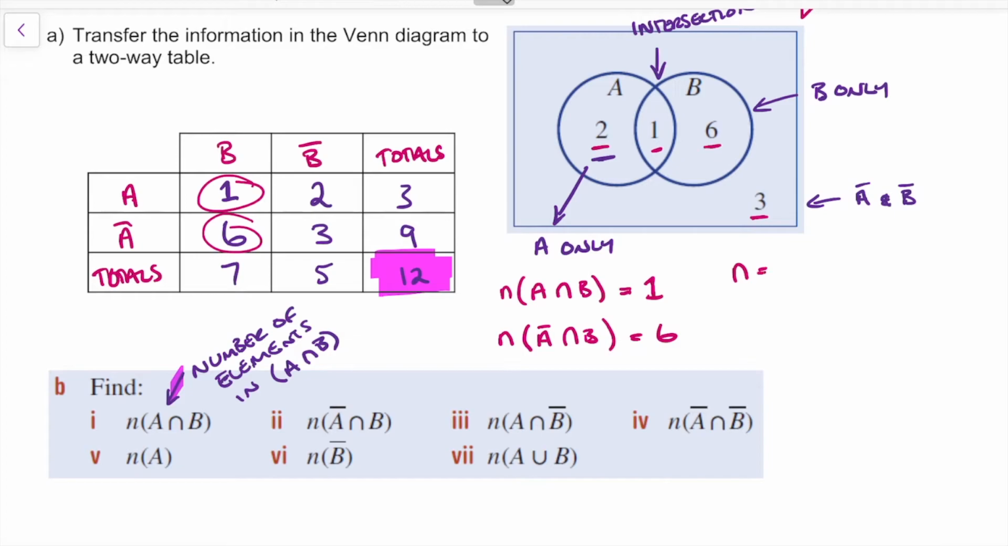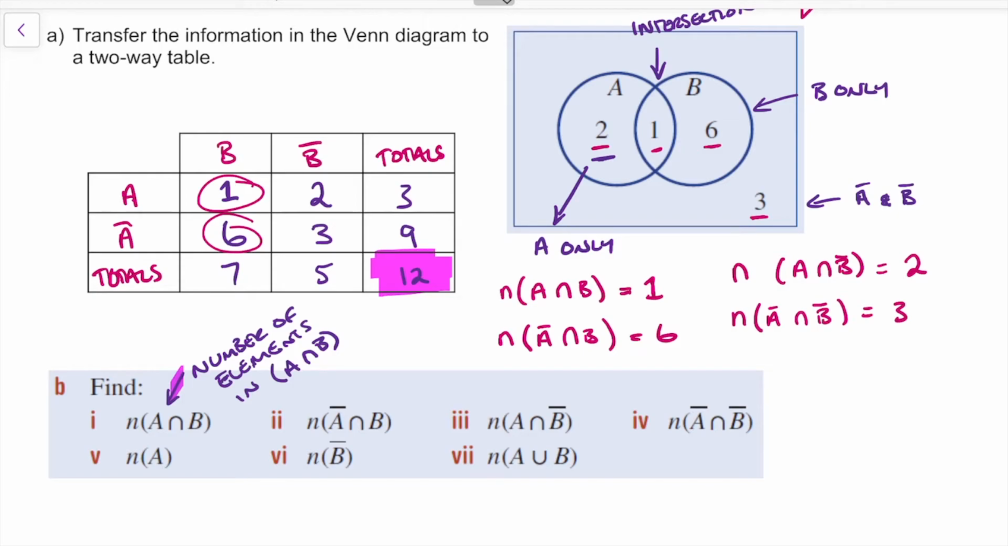The number of elements in the A intersection not B, that's where it can't be B, but it has to be A. Can't be B, but it has to be A. That's our 2. If we want not A and not B, so remember the intersection means and. That's when our 3 comes into it.